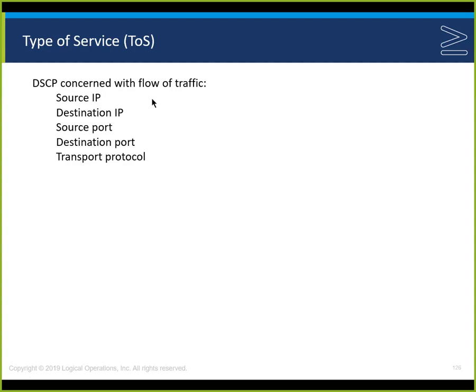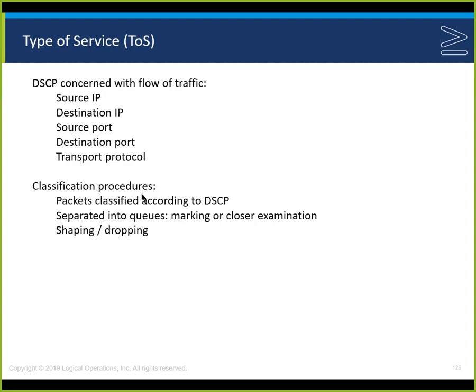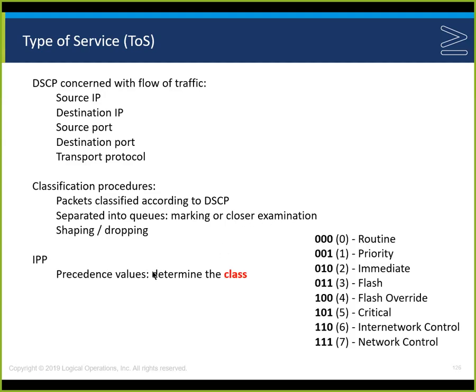So the DSCP is concerned with the flow of traffic: source IP, destination, source port, destination, and the transport protocols we would use for these things. The classification procedures classify according to the DSCP, separated into queues, marking or closer examination, and we can have shaping or dropping, shaping or policing. Shaping is when we actually buffer the information and send it when we have bandwidth available. Not going to work very well for video and voice because buffering is going to give us the jitter that we don't want for these things.